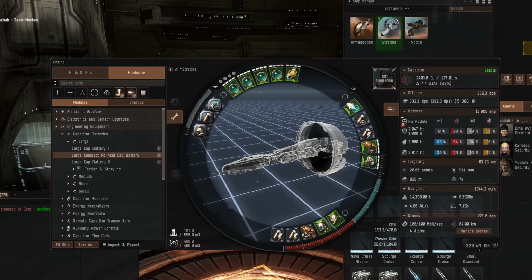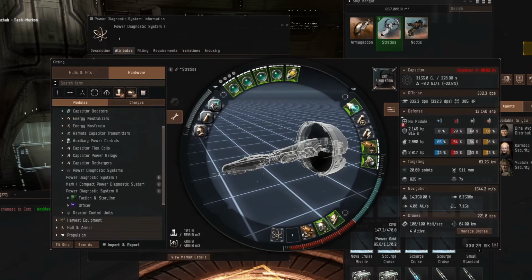If you think you are using perhaps one or two too many cap modules, then consider removing some active modules and replacing them with the passive versions. One good tip I'd suggest is, first of all, fit the largest capacitor battery you can and then go on from there and see what else you need.